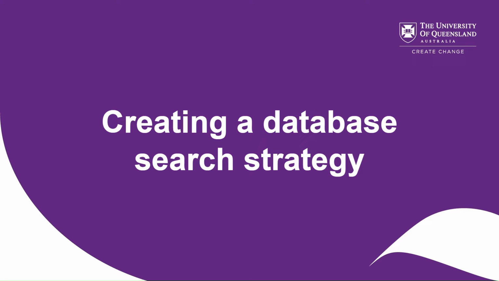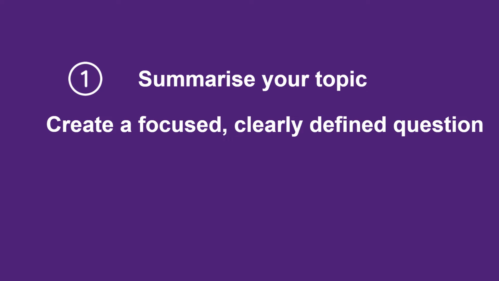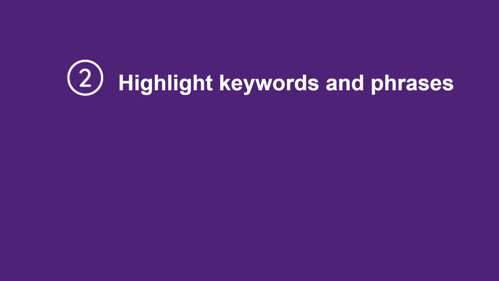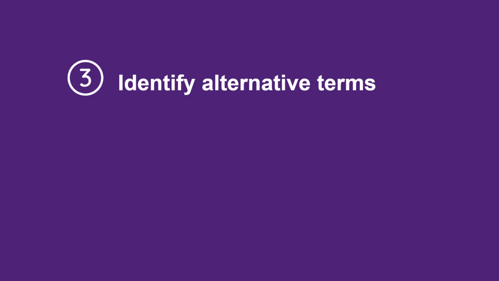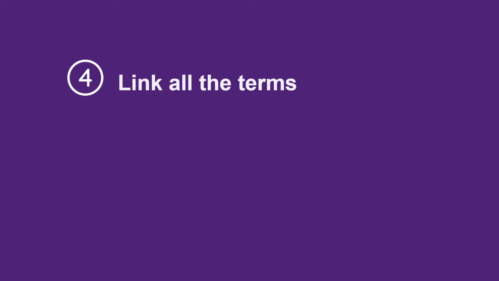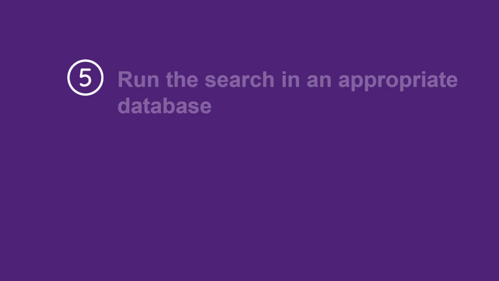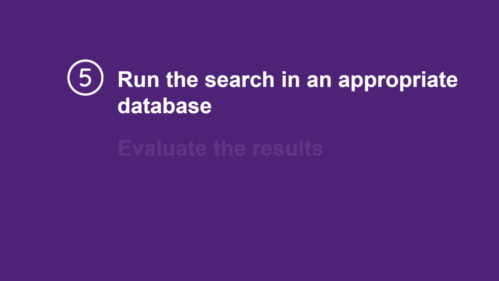Welcome to our video on creating a database search strategy. There are 5 steps when constructing a database search. 1. Summarize your topic and create a focused, clearly defined question. 2. Keywords and phrases should be highlighted within your question. 3. Identify alternative terms including synonyms and spelling differences. 4. Link all the terms using operators such as and or. 5. Run the search in an appropriate database and evaluate the results.